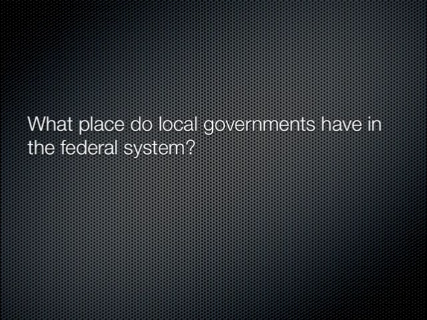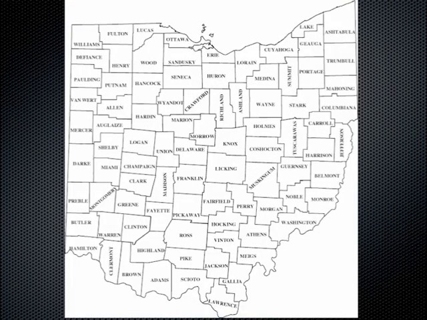What place do local governments have in the federal system? There are more than 87,000 units of local government in the United States today. Each of these local units is located within one of the 50 states. Each state has created these units through its constitution and laws. Local governments, since they are created by the states, are exercising state law through their own means.